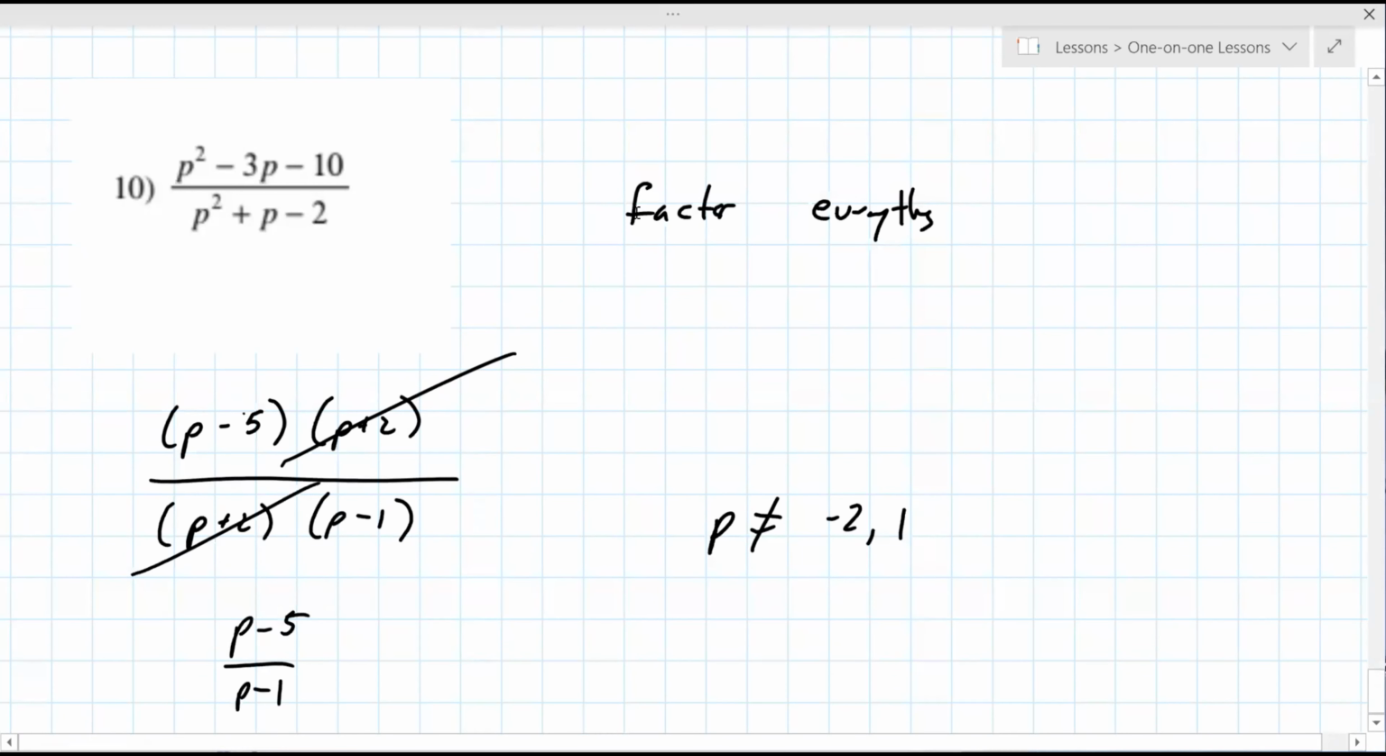Perfect. All right. On number 11, we can simplify these now pretty easily. So we got a vector up at top.